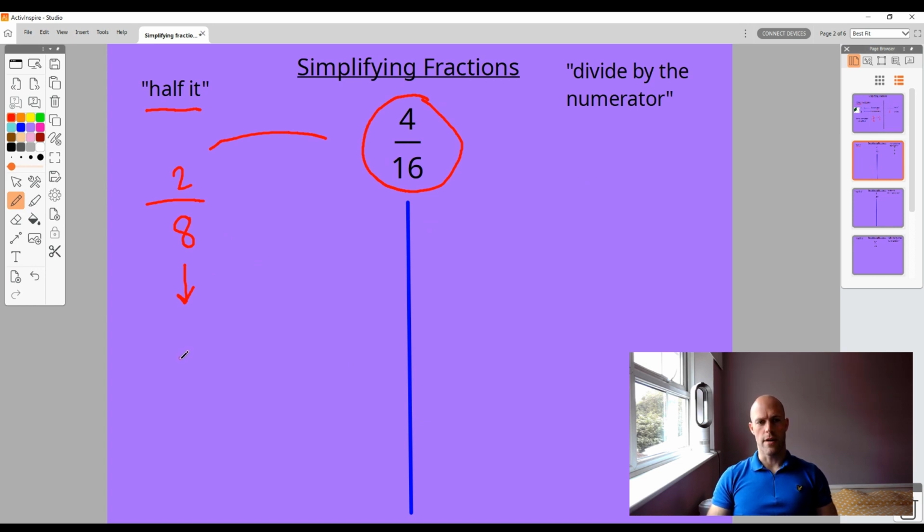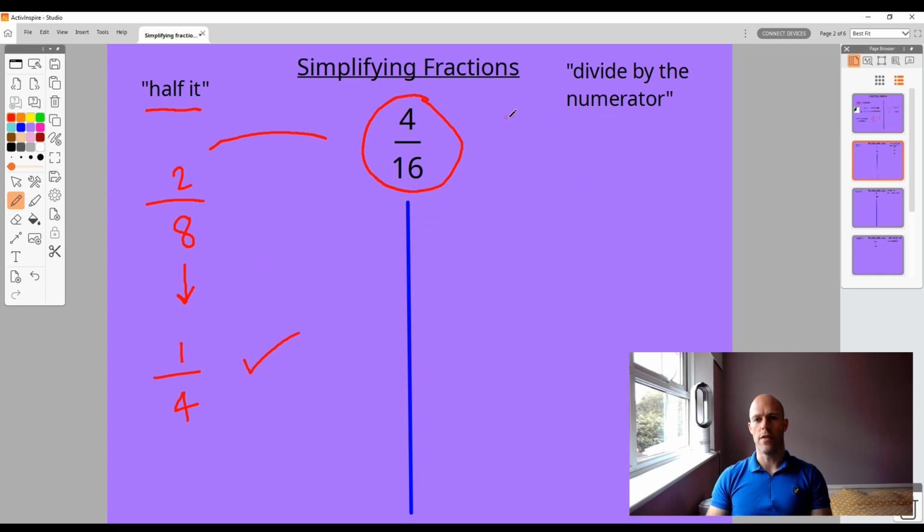When you do the halve it method, just see if you can keep doing that. So again, we can halve it again. 2 in half is 1. 8 in half is 4. And you'll notice we've got down to a unit fraction here. We've got down to 1/4. So we know we've simplified it as far as we possibly can. Can't do anything more. Once we've got to a 1 on our numerator, that's it. Fully simplified.